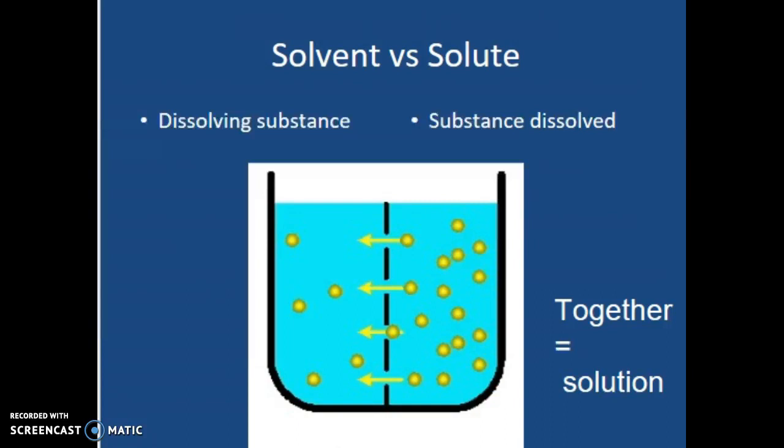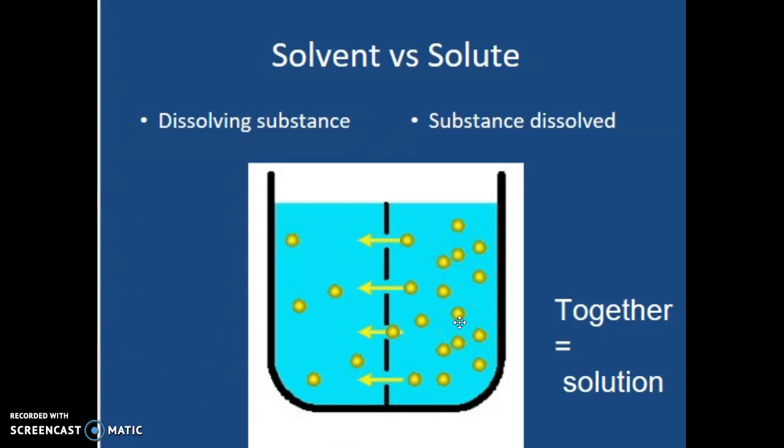First up, solvent versus solute. The solvent is the dissolving substance. The solute is the substance dissolved. So in this beaker here, looks like there's a liquid. That would be the solvent. It is often water. The solute is the substance dissolved in it, these little yellow dots. Together that makes a solution.